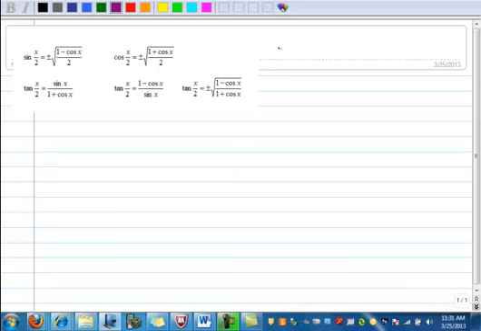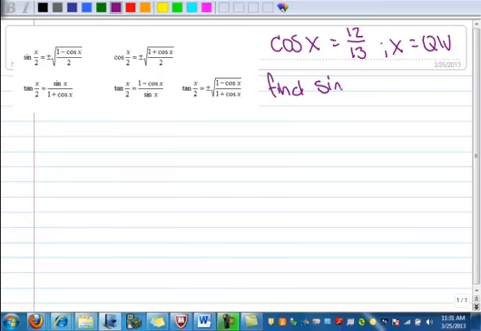We're given that the cosine of an angle, a whole angle, is 12 over 13. We also know that the whole angle is in quadrant 4, and we want to find the sine of the half angle, the cosine of the half angle, and the tangent of the half angle.